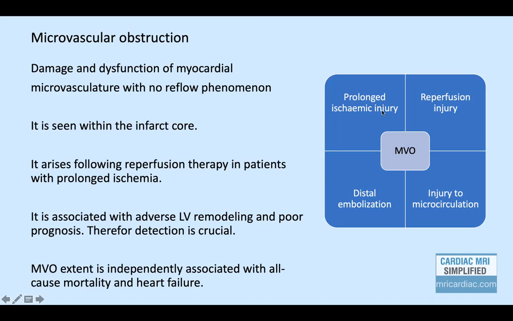The different pathologic mechanisms thought to be involved in the formation of MVO are prolonged ischemic injury or reperfusion, rarely distal embolization, and damage to the microcirculation. However, whatever it is, when it occurs, it is associated with adverse LV remodeling and poor prognosis. Therefore, accurate detection is crucial. MVO extent is an independent predictor of all-cause mortality and heart failure. So detection of MVO is of crucial importance in acute myocardial infarction.